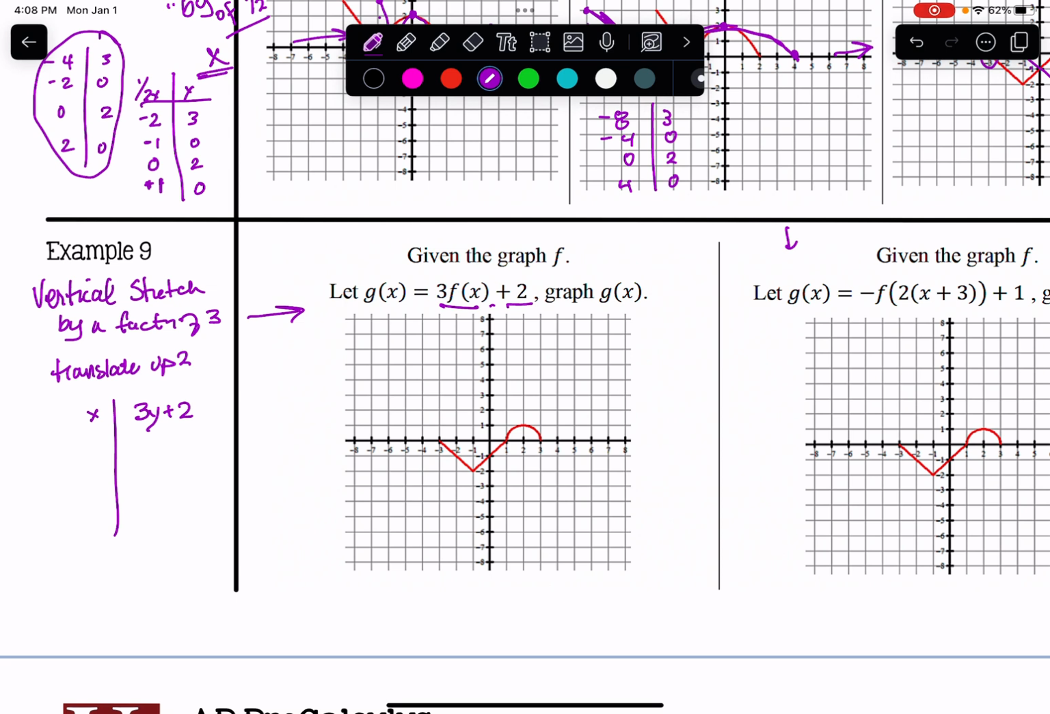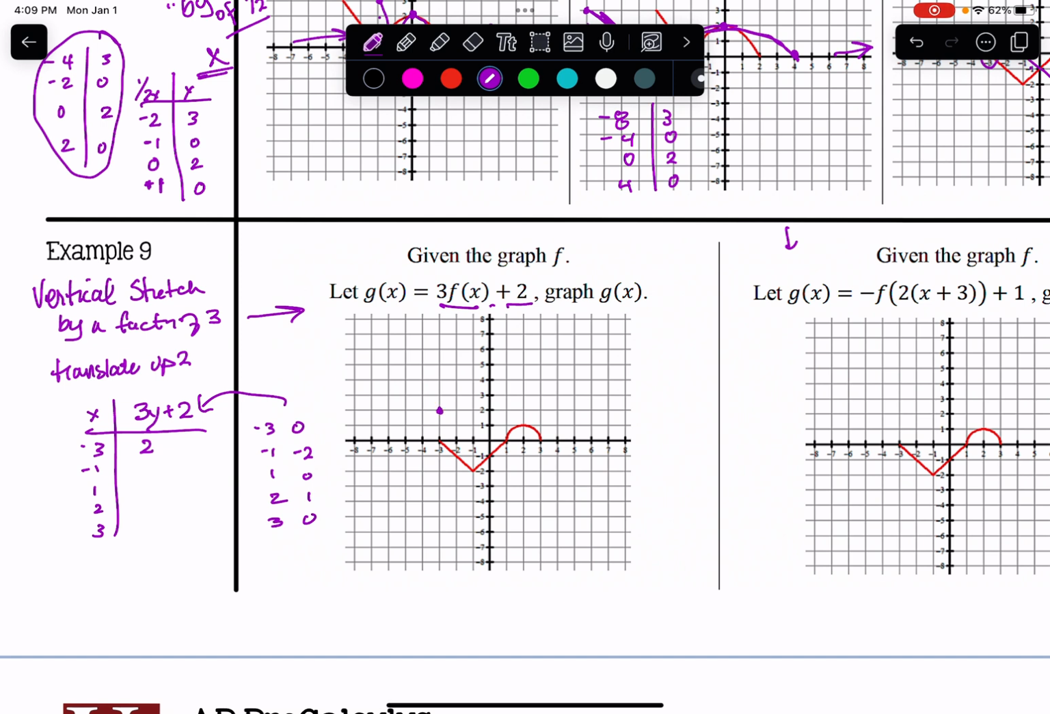Let's get our points. We had negative 3, 0. We had negative 1, negative 2. We had 1, 0. We had 2, 1. And we had 3, 0. So my x's will stay the same. Negative 3, negative 1, 1, 2, and 3. And my y's now are going to be put into this little function. So that would be 3 times 0 plus 2, so I get 2. So at negative 3, I'm at 2.